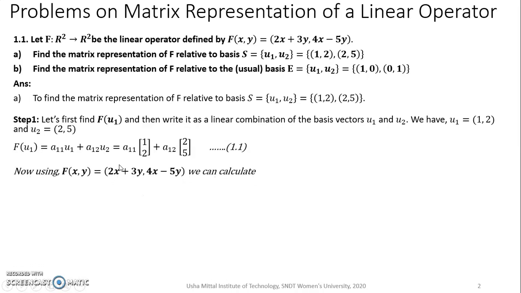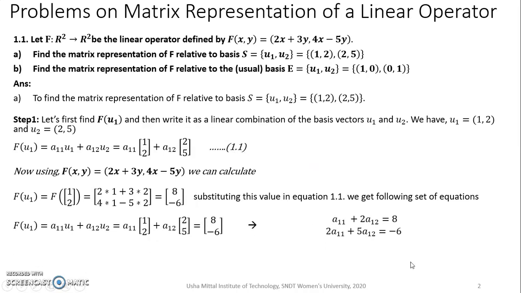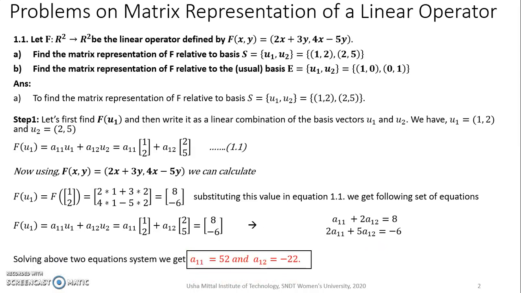By using our mapping function F of (x, y), we can evaluate F of u1, and the value of F of u1 we can substitute in equation 1.1 to get two sets of equations. By solving these two sets of equations we will get the values for a11 and a12 as 52 and -22 respectively, and hence we can represent F of u1 as a linear combination of u1 and u2 by substituting these values in equation 1 again.